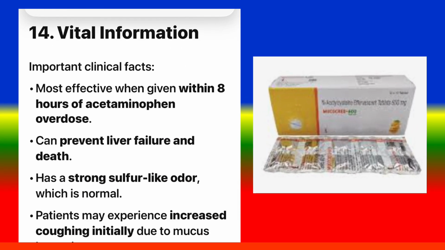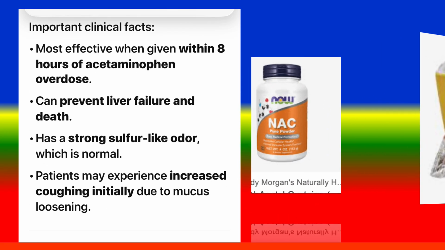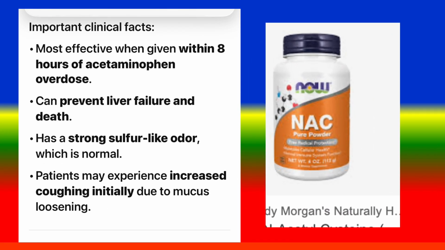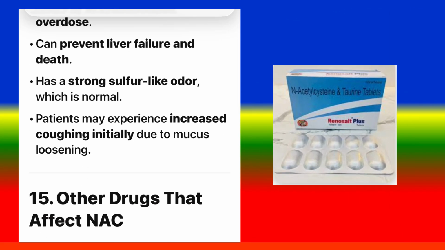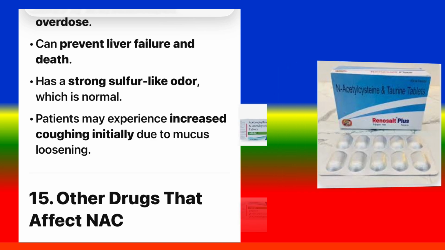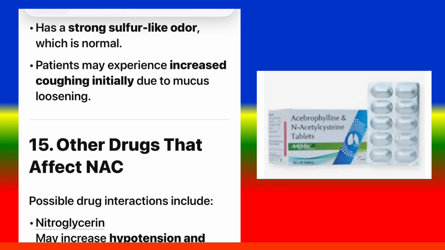Number 14, vital information. Important clinical facts, most effective when given within 8 hours of acetaminophen overdose. Can prevent liver failure and death. Has a strong sulfur-like odor, which is normal. Patients may experience increased coughing initially due to mucus loosening.